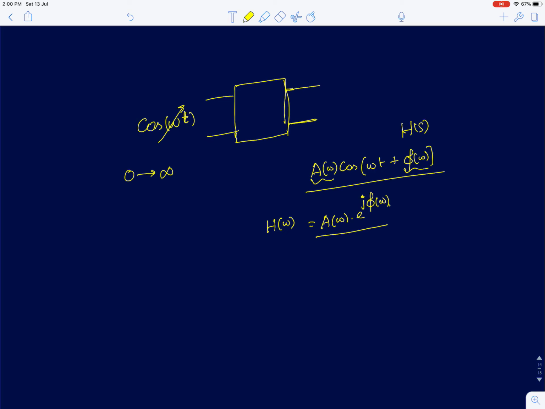Now it turns out from Laplace transforms, we introduced a term called transfer function, and when you evaluate s at j omega, on the j omega axis, you get the frequency response.